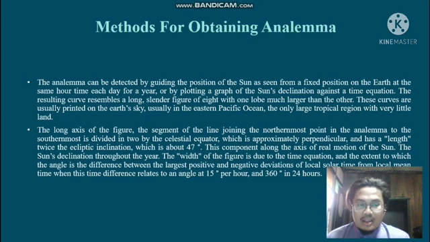The sun's declination through the year gives the height of the figure. The width of the figure is due to the equation of time, and the extent to which the angle is the difference between the largest positive and negative deviation of local solar time from local mean time, when this time difference is related to an angle at 15 degrees per hour and 360 degrees in 24 hours.